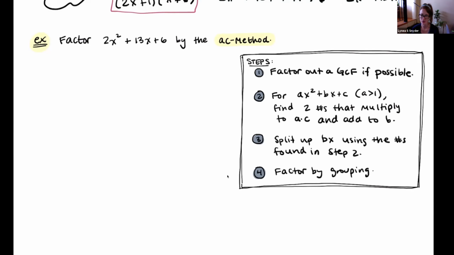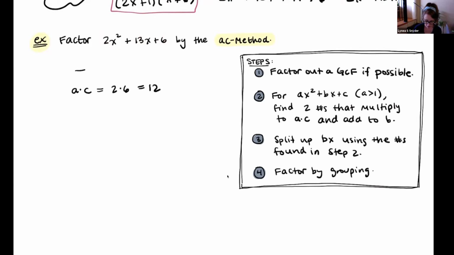I'll show you exactly what each of these things means by going through this example. Step number 1, we don't have anything to do there. For step number 2, we need to figure out what a times c is. It's ax squared plus bx plus c, so a is 2, b is 13, and c is 6. We take a, which is 2, and c, which is 6, and multiply them together. That gives us 12.